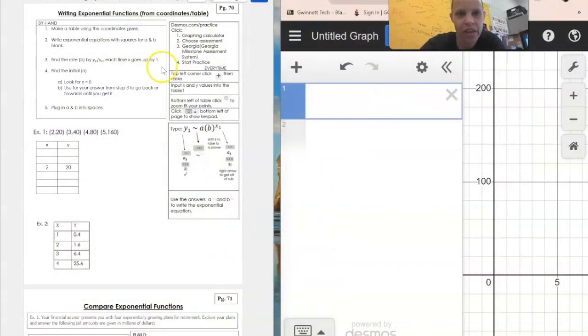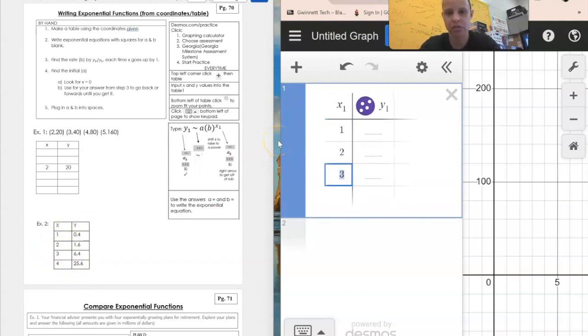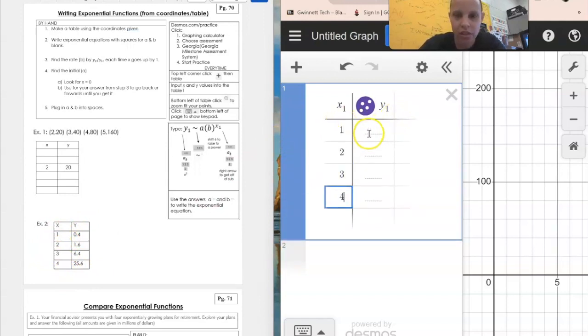Okay, so again, once you have the calculator, you click in the top left-hand side corner. Then you're going to click table. Input X and Y values in the table. So here's your X, here's your Y. So 1, 2, 3, 4. So 1, enter, 2, enter, 3, enter, 4, enter. Then Y values are 0.4, enter, 1.6, enter, 6.4, enter. And of course, always just be really careful that you're inputting exactly what it is. Double check your tables.